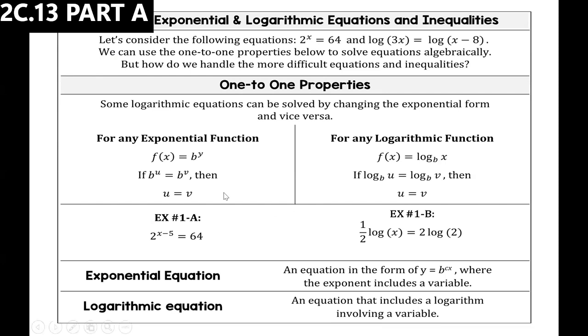One-to-one property is saying that for an exponential, if the bases are the same, all you have to do is set the exponents equal to each other, the powers equal to each other. One-to-one property for log is saying if it's the log of the same base, all you're doing is setting the arguments equal to each other. So for example, if you look right here, it says 2 to the x minus 5 equals 64.